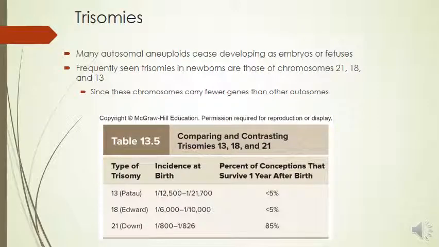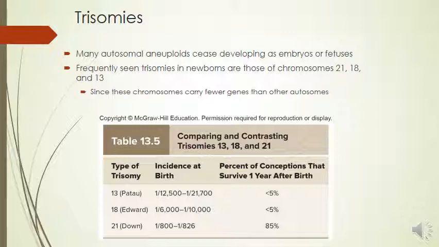In looking at trisomies, many autosomal aneuploids cease developing as embryos or fetuses. Frequently seen, however, are trisomies in newborns that have an extra number 21 or number 18 or number 13. And these chromosomes carry fewer genes than other autosomes.